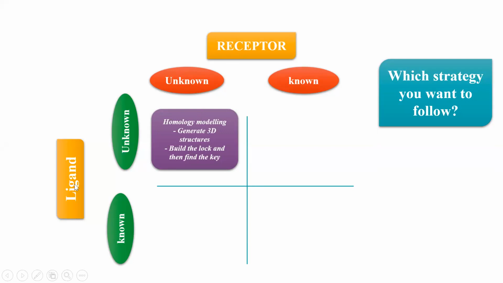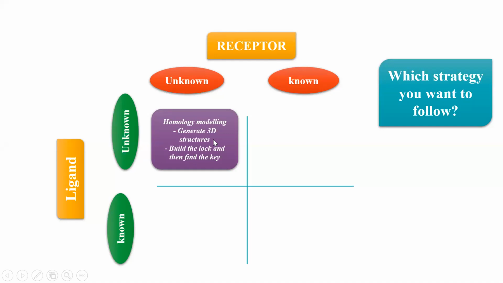Similarly, you have a ligand, but for that also you don't know the structure. So what you can do is first try to build the lock. You consider this to be a lock and try to fit any key which will fit into this lock. How to generate this 3D structure? By homology modeling you can perform it.